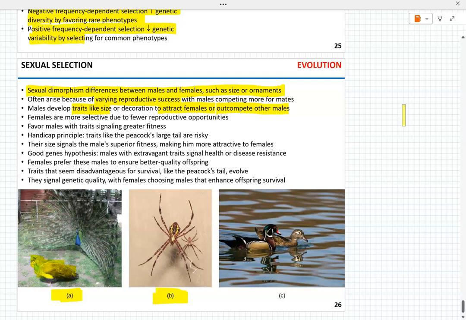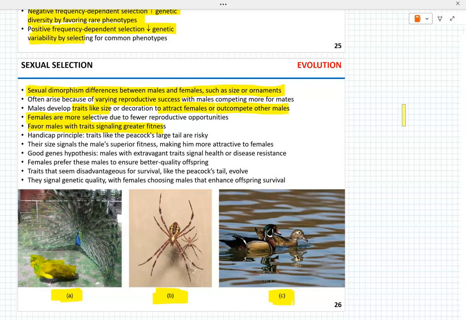There is also body size dimorphism, with a larger female and smaller male, and coloration dimorphism in ducks, where the male is way more colorful. Females generally have fewer reproductive opportunities than males because they have to care for the offspring. So they favor males with traits that correspond to greater fitness.